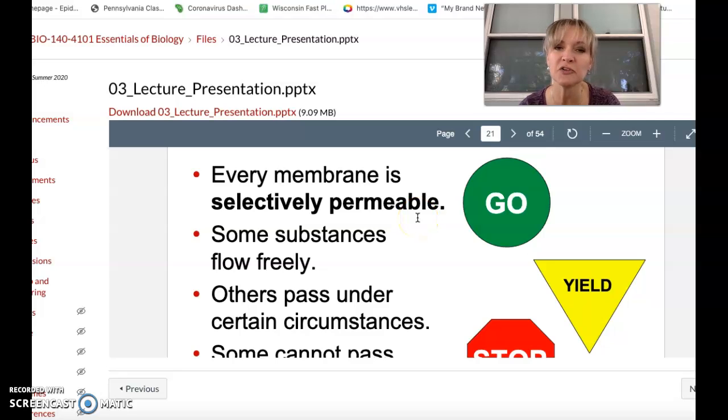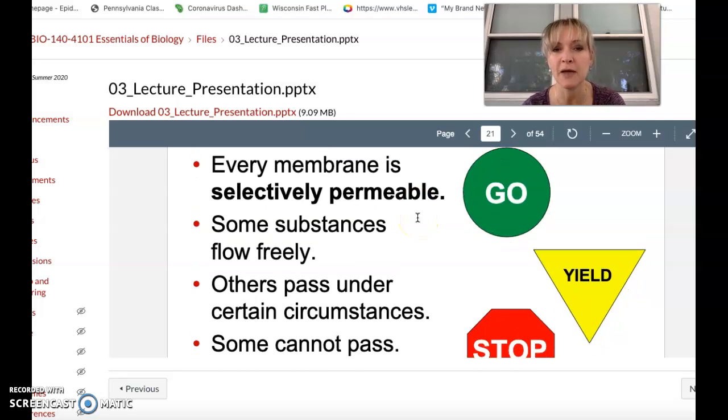All right, welcome back to part 2 of chapter 3. This is where we ended, about how the membrane or the cell is called selectively permeable.